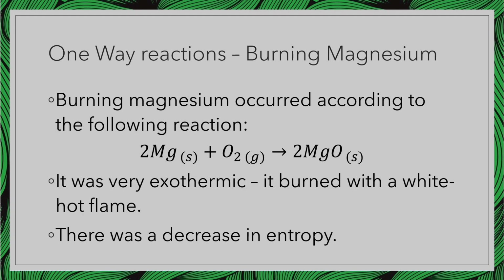Same with burning magnesium. We lit it up, it glowed white hot. The 2 magnesium atoms reacted with an oxygen atom to form magnesium oxide. Super exothermic, it burns at like over 1,000 degrees. It burns really white hot. So big delta H, a negative delta H at that. There was also a decrease in entropy. So if we look at it, we go from 3 molecules to 2 molecules. We go from a solid and a gas to just a solid. Okay, big decreases in entropy.